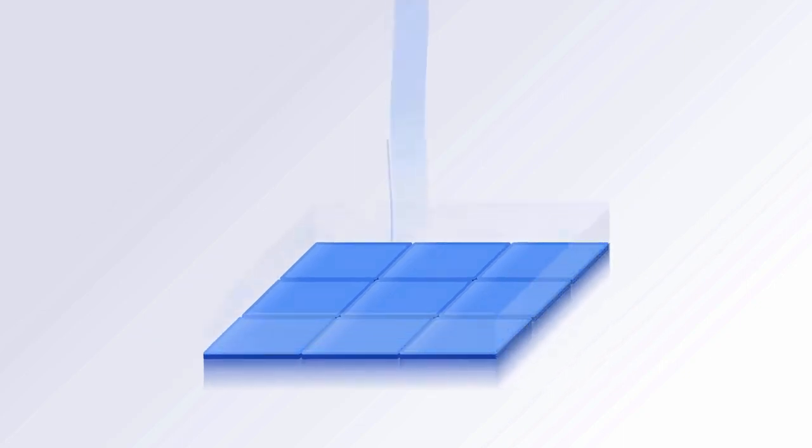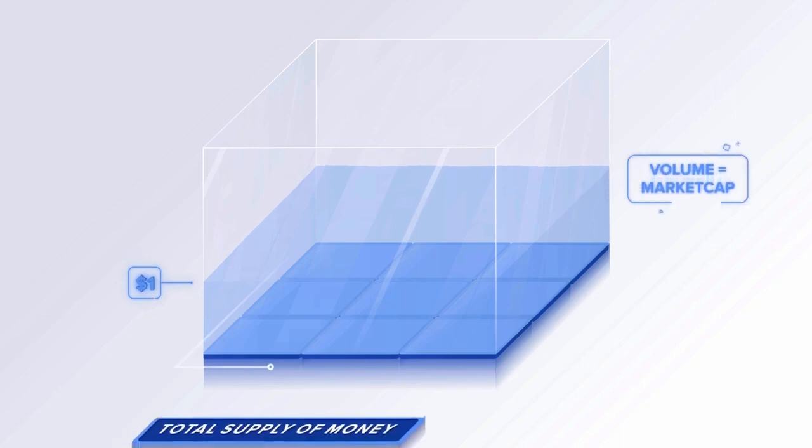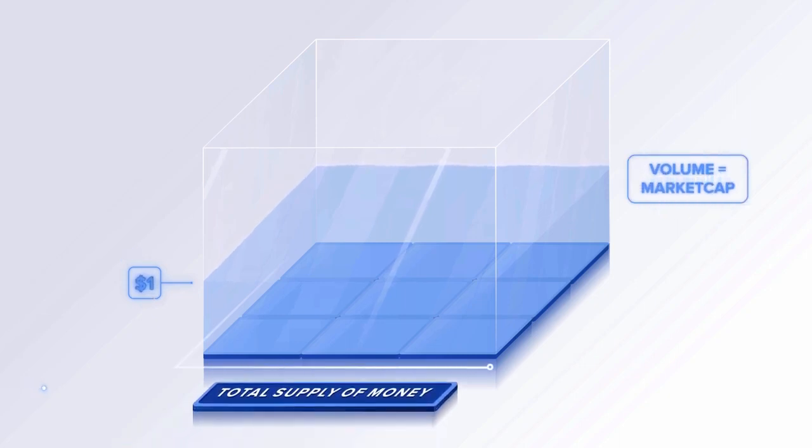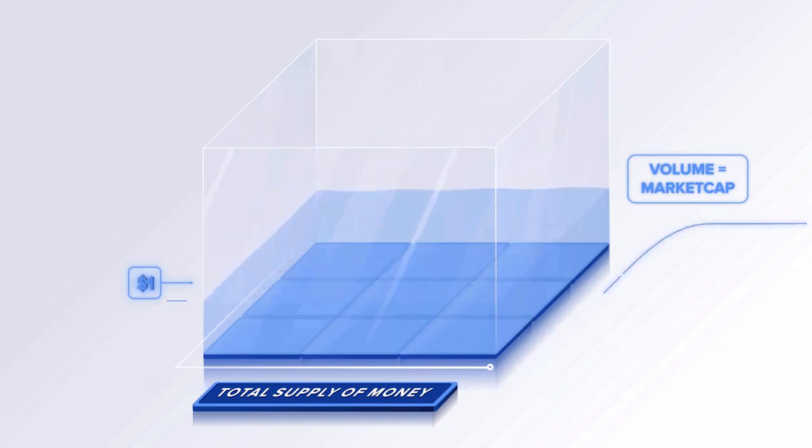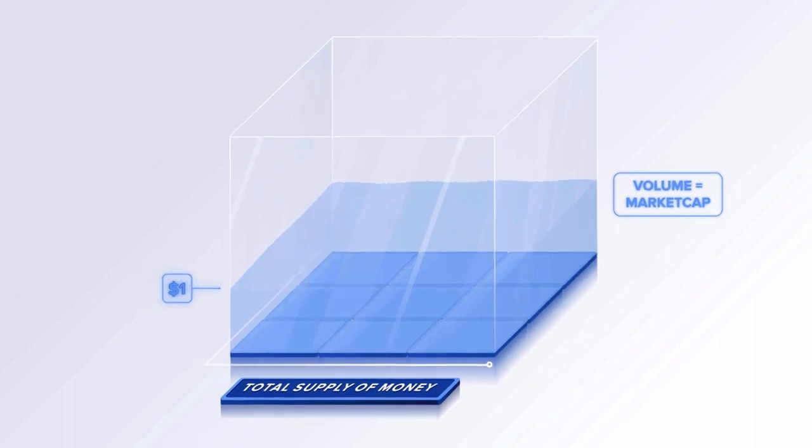Let's imagine the entire Terra economy as a pool. The size of the pool is determined by the total supply of UST. If more people want UST, the tide rises, and if fewer people want UST, the tide falls. The height of the pool represents the value of each UST.